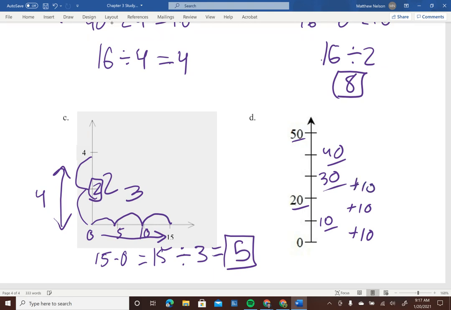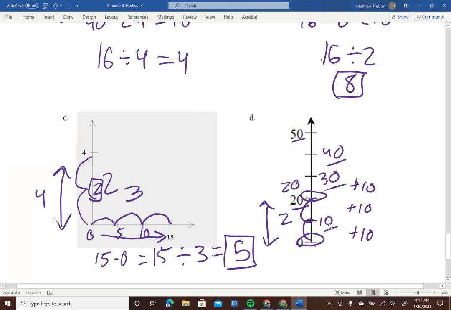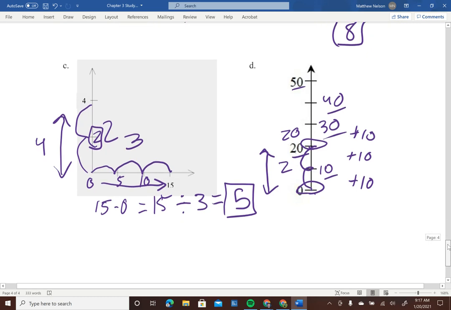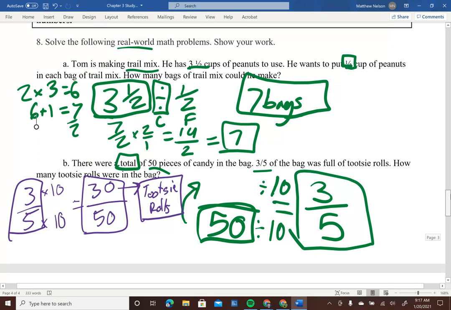So again, one more time, you find how many jumps you have to do in between. So like in this case, it's 2. And then you have to find the distance between your first hash mark and the next hash mark number you're given. So in this case, 20. And then you divide your distance by the number of jumps you make. And that gives you how much you're counting up by. All right, hopefully this video helps.